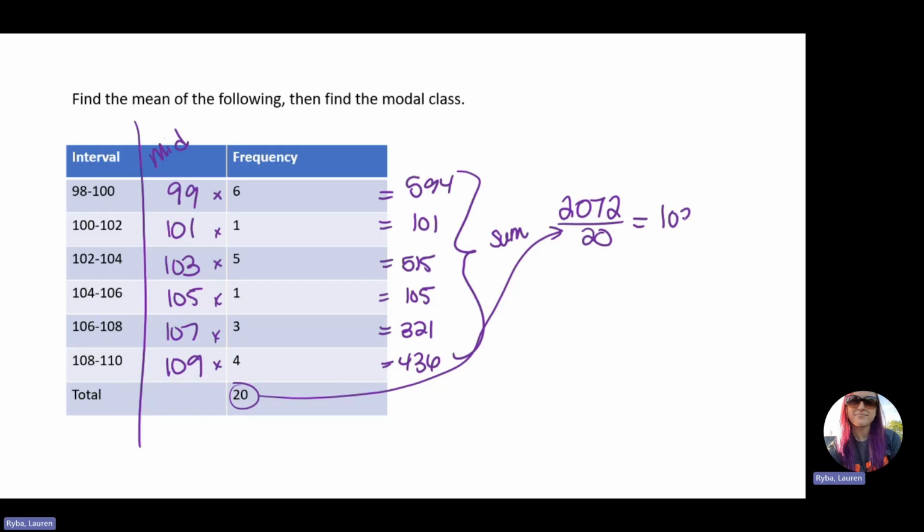When I do that, I get 103.6 as my average. I start at 98, I end at 110. 103.6 does fall in the middle there. So I have done math accurately here.